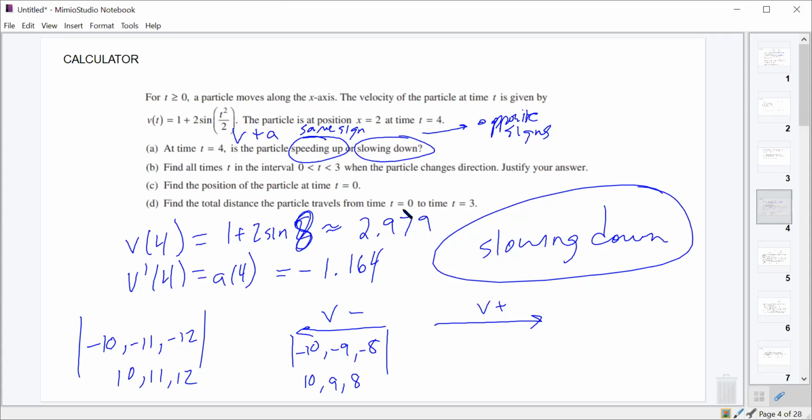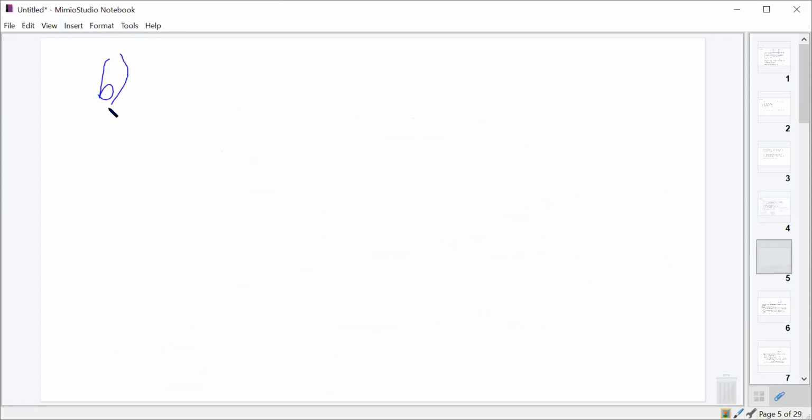Oh well. All right. Part B, find all times t in our interval 0 to 3, where the particle changes direction. So we want change in direction. Change in direction means that velocity either goes from positive to negative or negative to positive. So we need to figure out when the velocity equals 0. So we'll say v of t is equal to 0. At what values? You use your calculator to find when that's true. What values of t made the velocity 0?